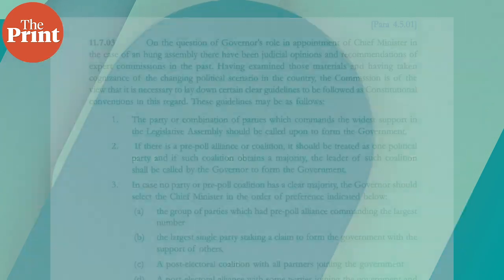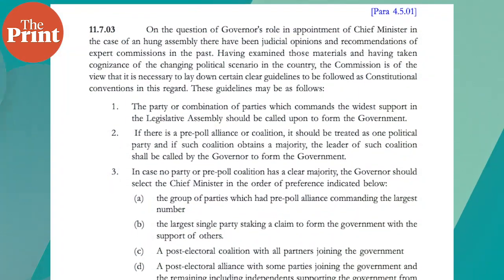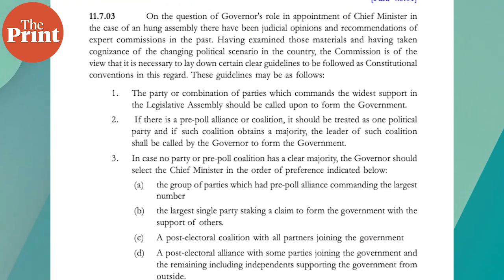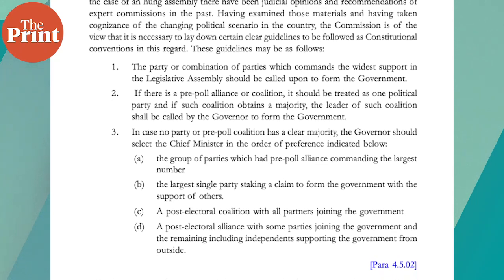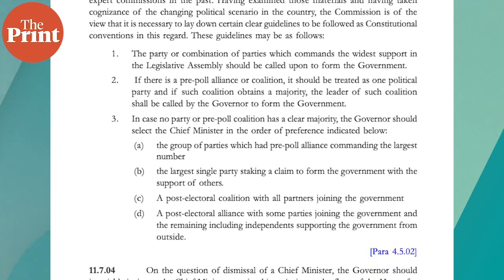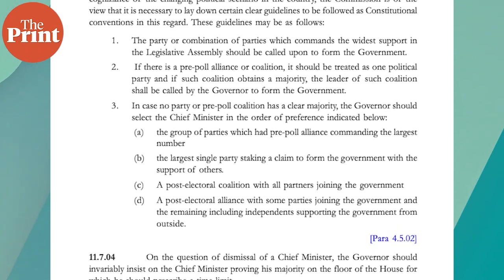Now, basically what comes out of these 2 reports is the priority list that you can see on your screens that the governor needs to follow. So basically, as you can see, the party or combination of parties which commands the widest support in the Legislative Assembly should be called upon to form the government. That's the first option, like I mentioned earlier. And if this isn't available, then there is a pre-poll alliance or a coalition that should be treated as one political party, and if such coalition obtains a majority, the leader of such a coalition shall be called by the governor to form the government and to be appointed as the CM.